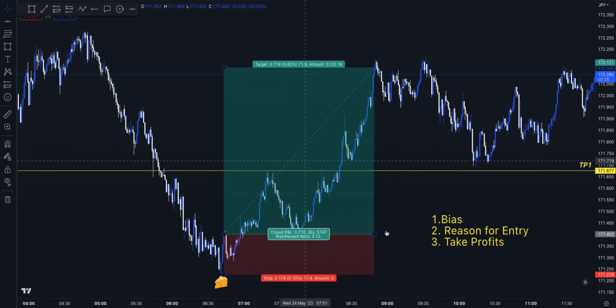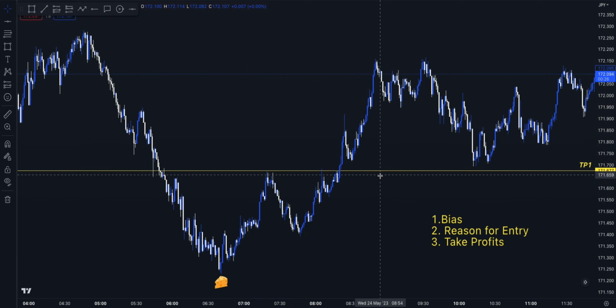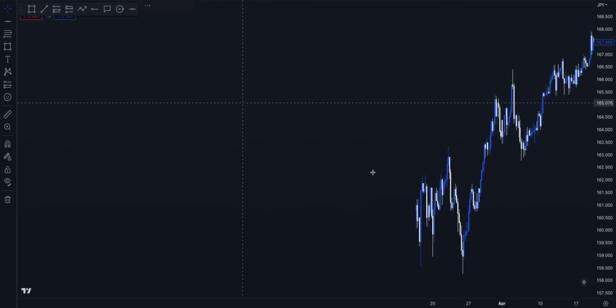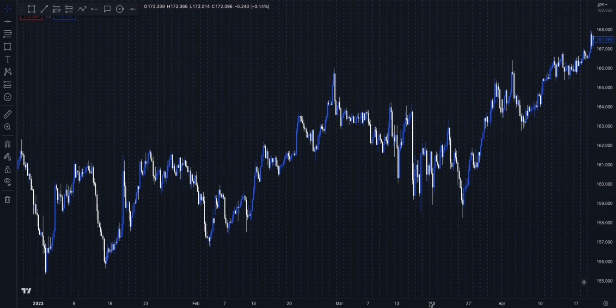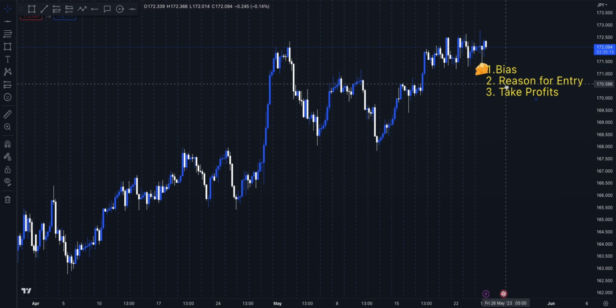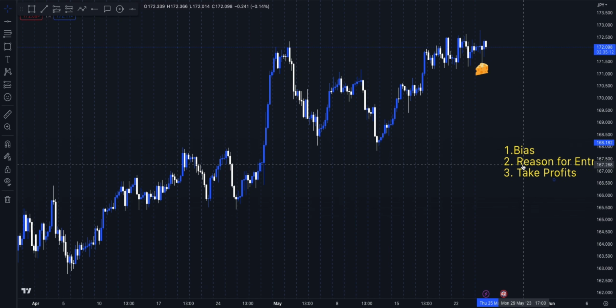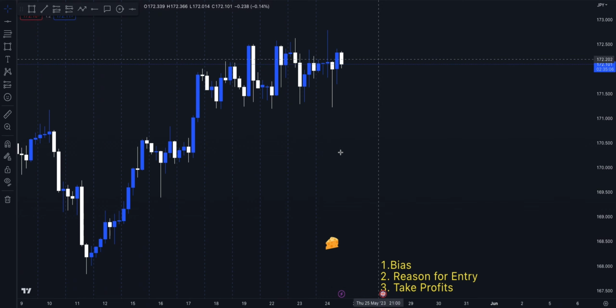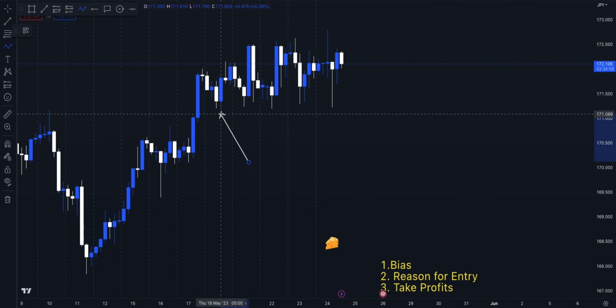For my bias, I like to go to the higher time frame. So let me just delete all these right here. The higher time frame that I use for my bias is the 4-hour. If we're on the 4-hour here and we bring it to today, let's just move this over here. Today, what we were seeing on GJ, this is GJ, we're in a little bit of consolidation right here, and we have been ever since last week, Thursday.